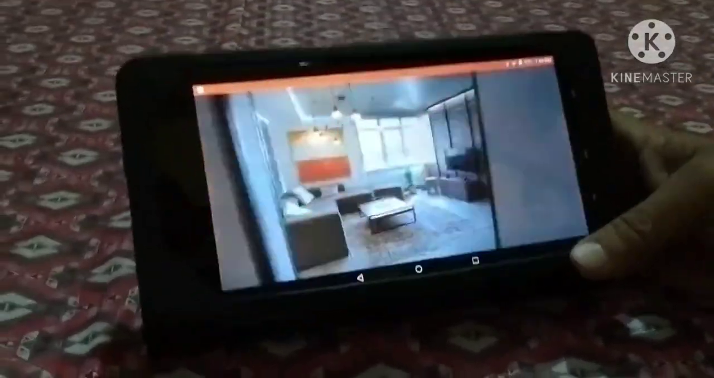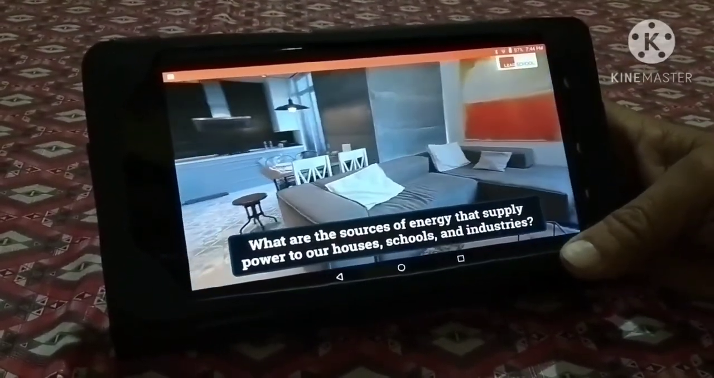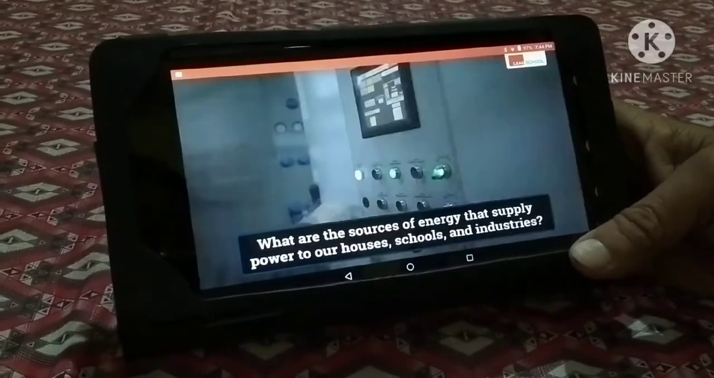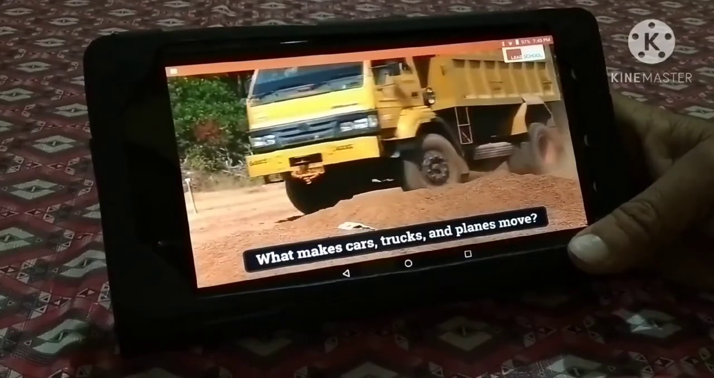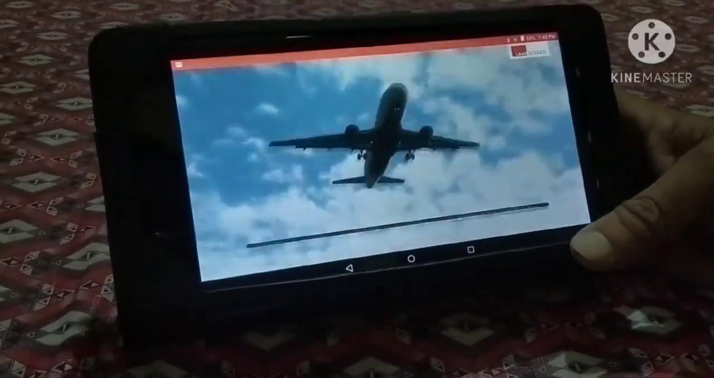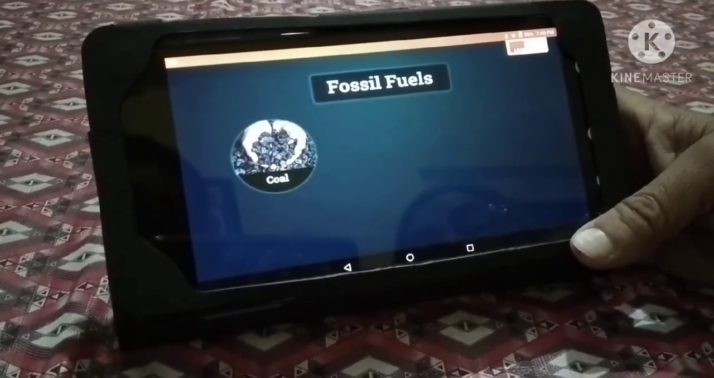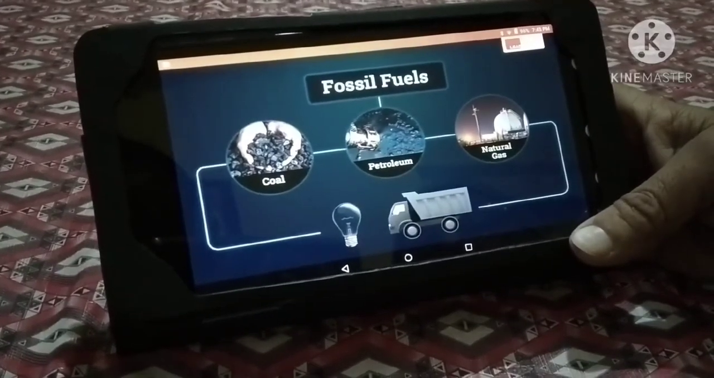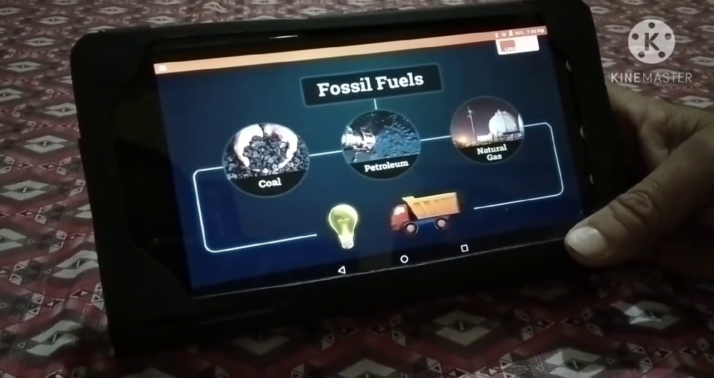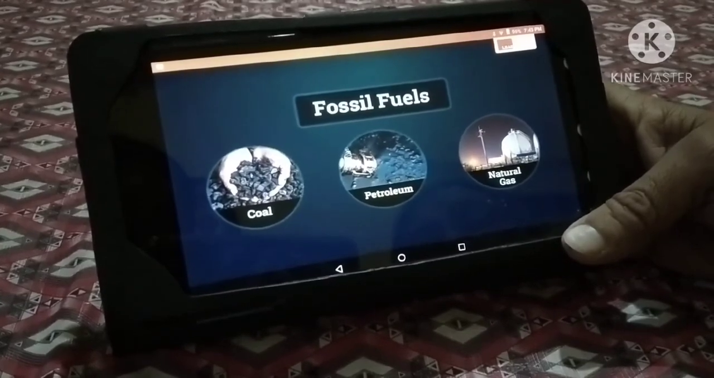Hello students, here is a question for you. What are the sources of energy that supply power to our houses, schools and industries? What makes cars, trucks and planes move? Yes, fossil fuels such as coal, petroleum and natural gas supply the energy required for producing electricity and moving vehicles. In this video, we will see how these different fossil fuels are formed.